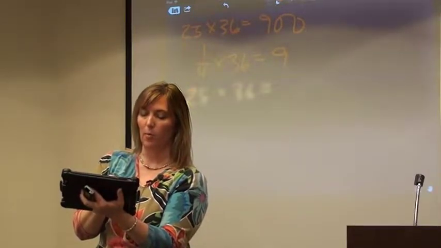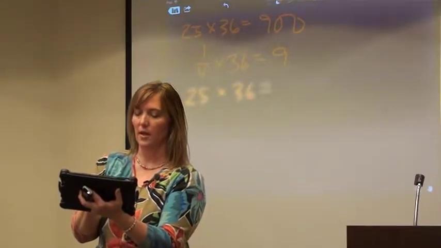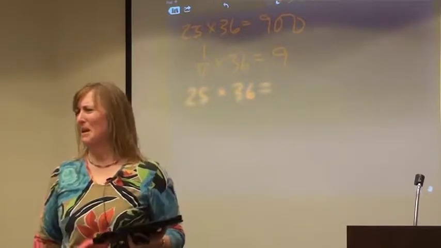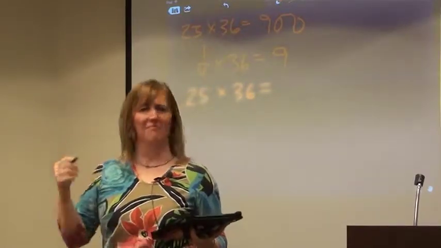This is the next problem. What is 0.25 times 36? Don't say it out loud. Oh, man, now we're going to do the butt cheek method. Or do we?